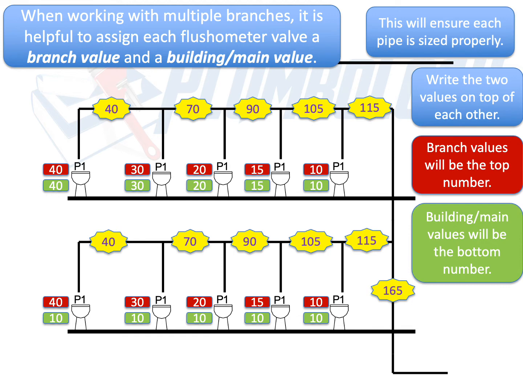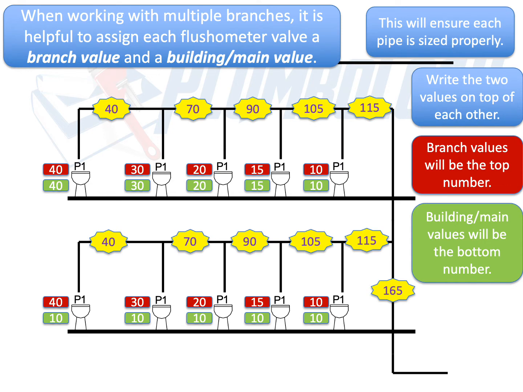Think about it this way. If we didn't have a 2-story building with 5 flush valves on each floor, but we had a building with 10 flush valves just on one floor, so it's the same number of fixtures, it's just one floor instead of 2 floors, and all 10 of those toilet flush valves were in a line, we would have labeled them, starting with the most remote, 40, 30, 20, 15, and then 10, 10, 10, 10, 10, and 10.